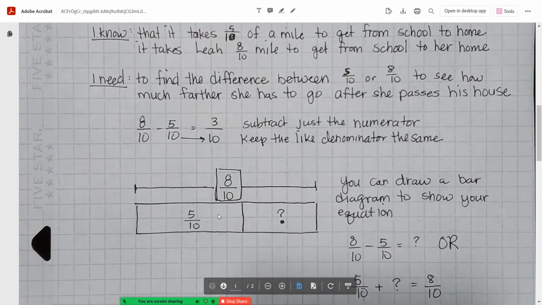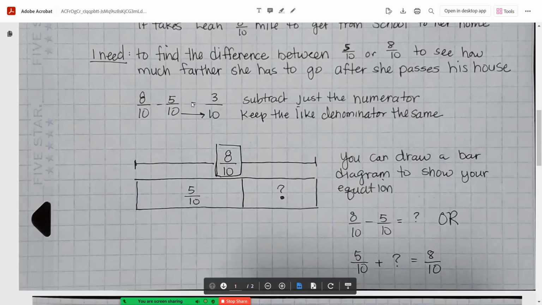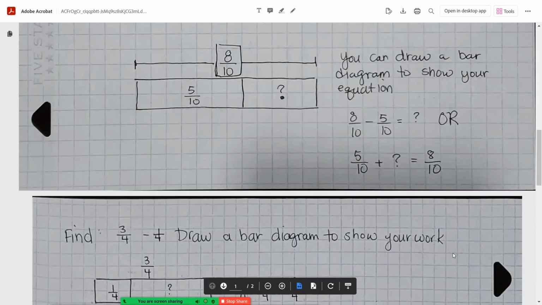Now, if I want to draw this as a bar diagram, I'm going to draw it with my 8/10 on top because that's the total distance to her house. We know part of the distance is the 5/10 that gets her to Josh's house. And then she needs to figure out how much farther she has to go past Josh's house to reach her house. So I can write it as a subtraction. 8/10 minus 5/10 equals my mystery number. Or I could write it as a related addition sentence. 5/10 plus a number gets me to 8/10. And that's how I can answer that one.